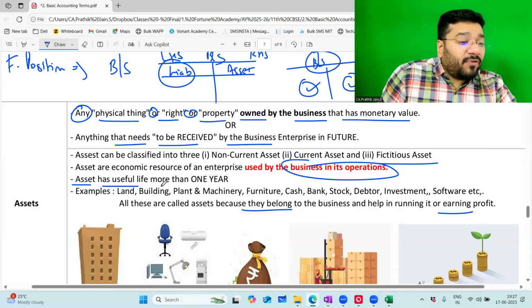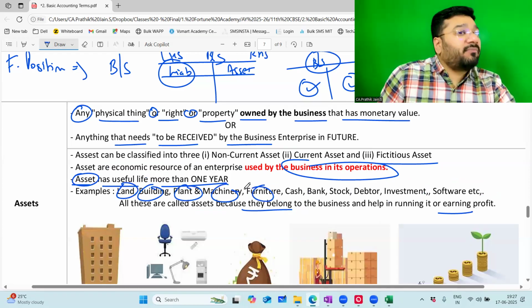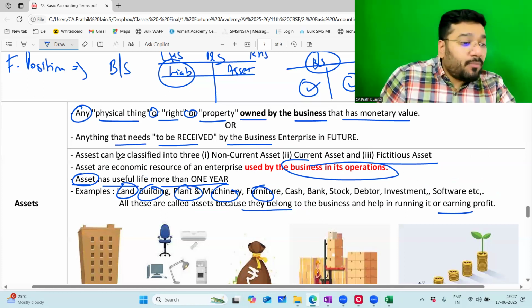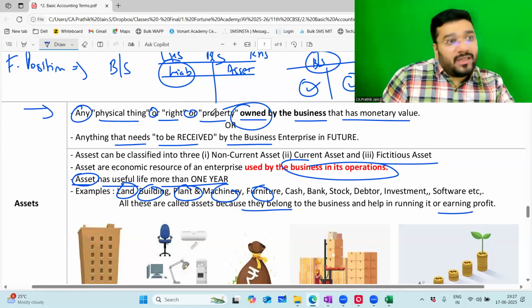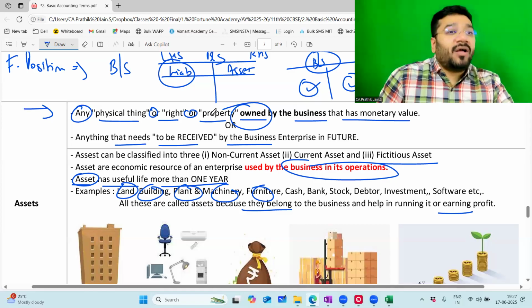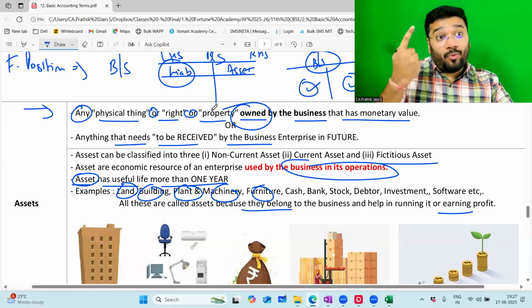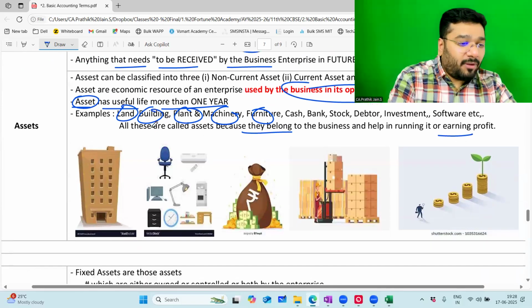Assets have useful life more than 1 year. Which assets am I talking about? Land, building, plant, machinery, furniture. I can use these for more than 1 year. So we are talking about the assets that you own in the business. Land, you own it. Building, you own it. Plant, machinery, furniture, laptop, projector, AC, all of that you own. So these will be used in the business for more than 1 year. Any problem here?